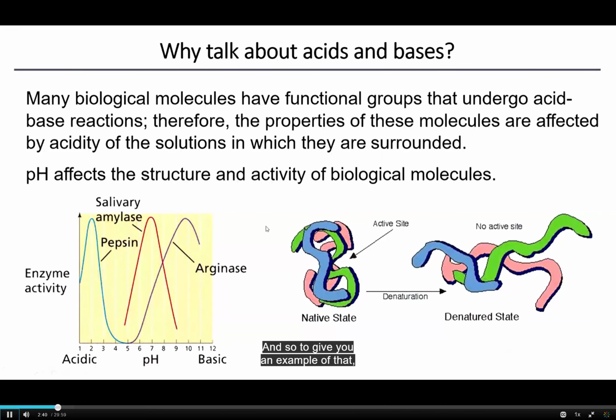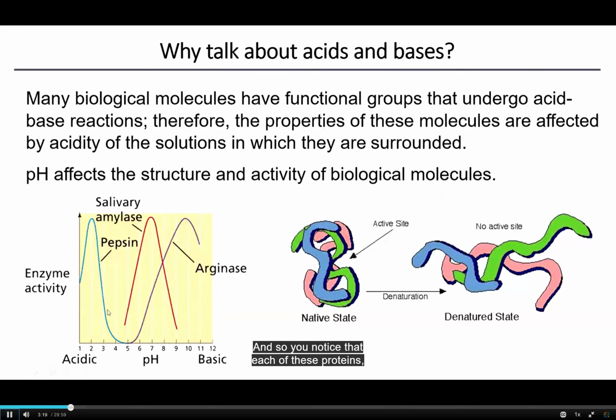And so to give you an example of that, I've put a graph here that shows 3 different types of proteins. They all do somewhat similar jobs. They're all hydrolytic proteins, and they are involved in different stages of digestion. Pepsin is a digestive enzyme that breaks down proteins in the stomach. Salivary amylase is a digestive enzyme found in saliva that converts complex starches to simpler sugars. And arginase is a urea cycle enzyme that helps to produce urea during protein metabolism, or catabolism specifically.